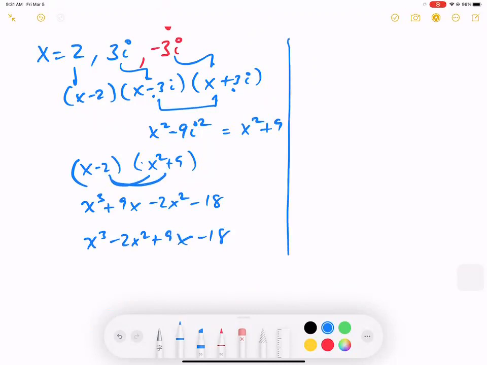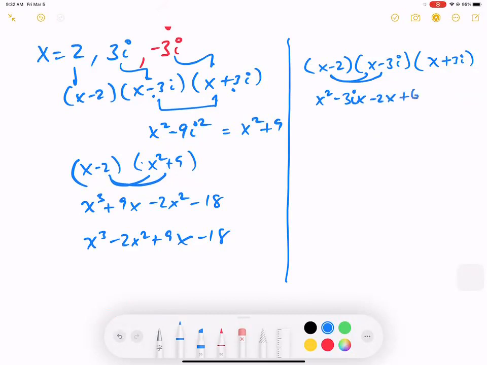Now, what if you don't like yourself and you want to multiply it in this exact order? Would it give you the same answer? You're probably saying, yes, Mr. Ko, but we don't need to see it. Well, I'm going to show you, and I'll do this fast. x times x is x squared. x times negative 3i is going to be negative 3ix, and the other way is 3ix. And then multiply 2 by negative 2x. These are not like terms. And 2 times negative 3i is positive 6i.